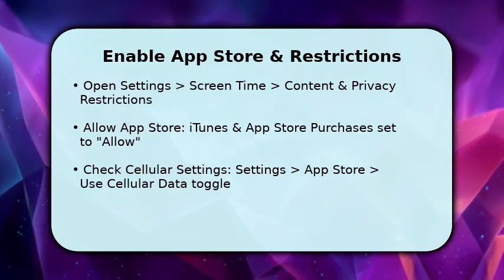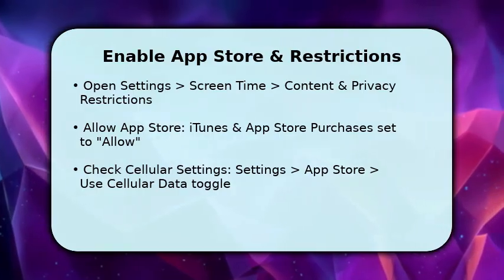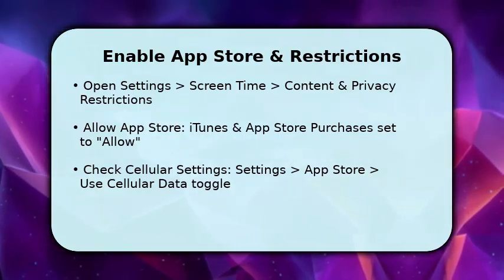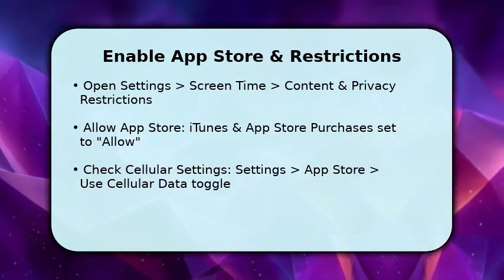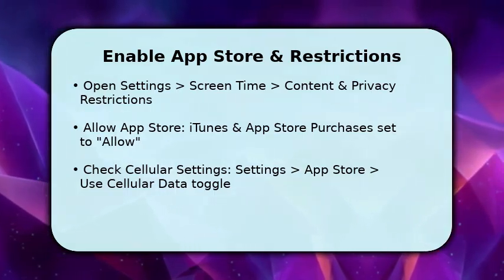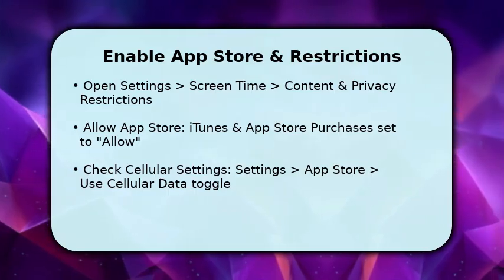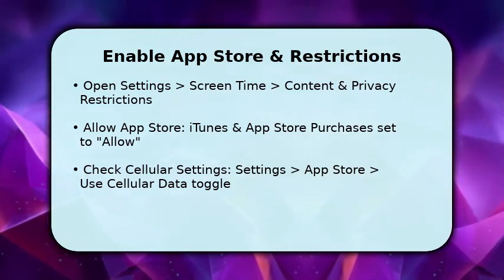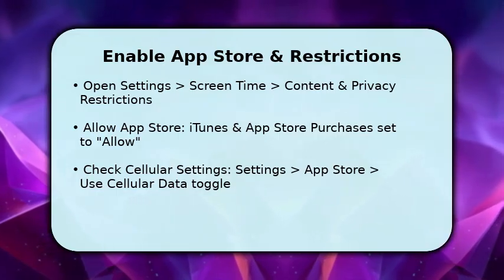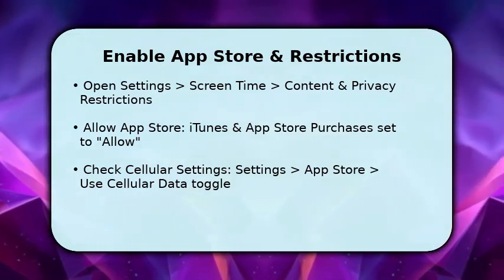Make sure installing apps and in-app purchases are allowed under iTunes and App Store purchases, because restrictions can hide the App Store icon. Also open Settings, App Store, and enable Use Cellular Data if you need downloads without Wi-Fi. Finally, sign out and back into the App Store if the icon still won't appear to refresh permissions.